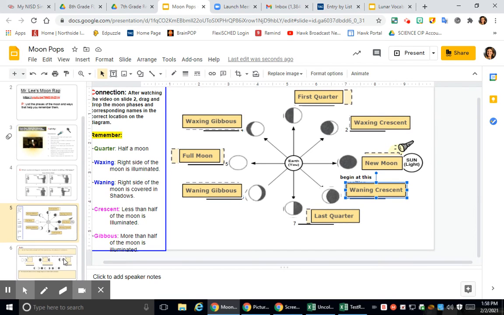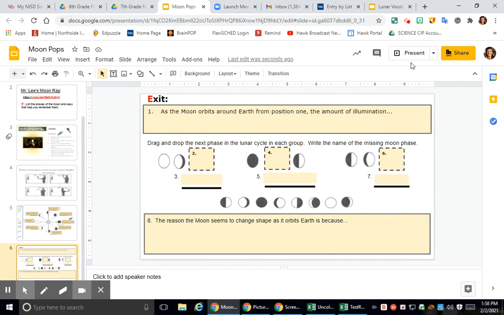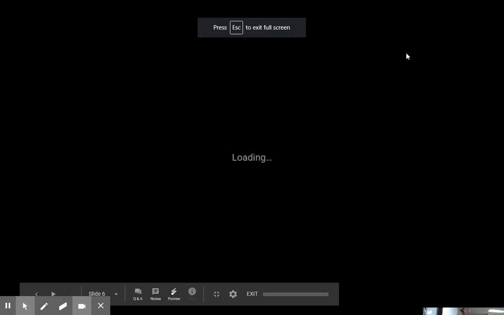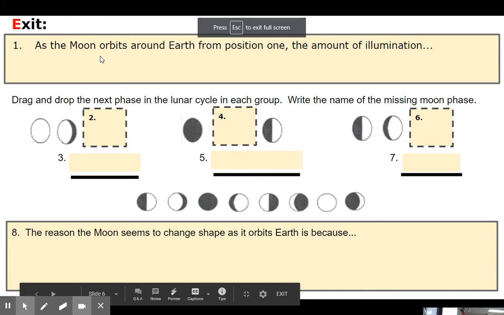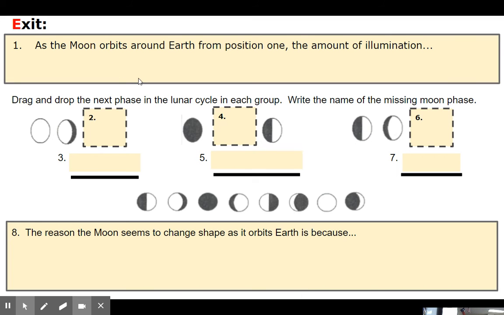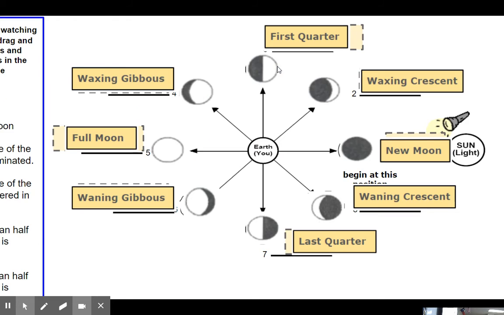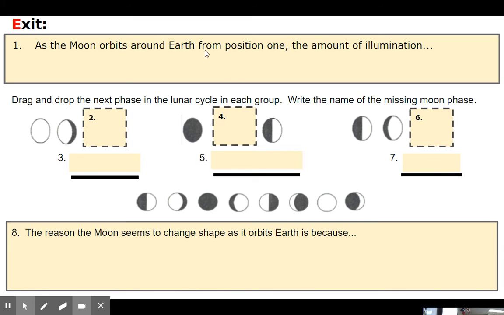And then lastly, let's answer these questions together. Here it says, as the moon orbits around Earth from position 1, the amount of illumination, what? Let's go back to our slide. Here's position 1, 2, 3, 4. As we go, we increase in illumination until we're full. So as the moon orbits around Earth from position 1, the amount of illumination increases.